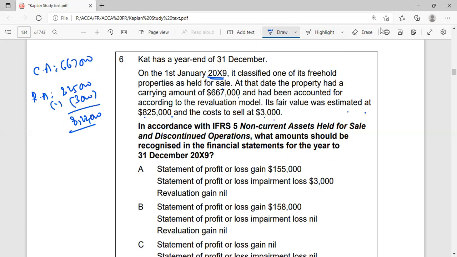In case of the revaluation model, the asset should be valued at the revalued figure. What is the revalued figure? 8,22,000. So 8,22,000 minus 6,67,000 equals 1,55,000. 1,55,000 is the revaluation gain.